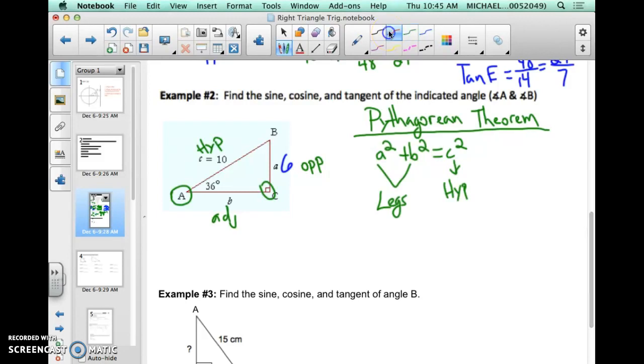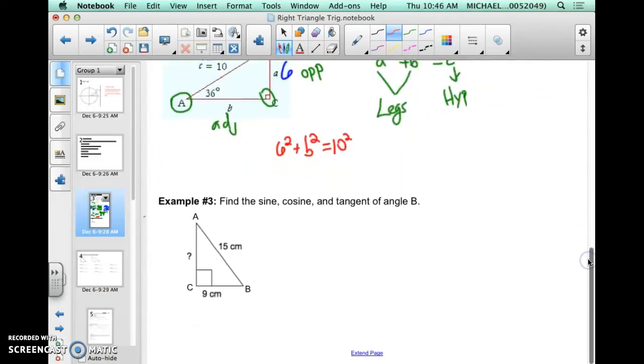So I'm going to replace my a squared and b squared. And again, the legs are interchangeable, so a could be 6 or b could be 6. It doesn't really matter. But I'm going to make a be 6 because that's what it's labeled as. So it's going to be 6 squared plus my unknown of b squared equals c squared, which is 10 squared. And to do this math, I have 6 squared is 36, plus b squared equals 10 squared is 100.